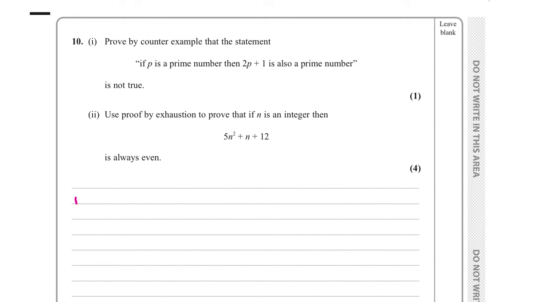If it's only worth 1 mark, it means we've got to find a number for which this is not true. So, if p is a prime number, then 2p plus 1 is also prime. Oh, perfect, right. So, let p equal 7. Okay, 7 is prime. No, we can't use 4 because 4 is not prime. We could use 2, but 2 times 2 is 4, plus 1 is 5, yeah? I need a counter example.